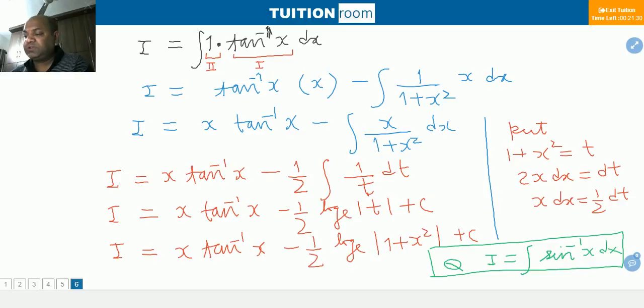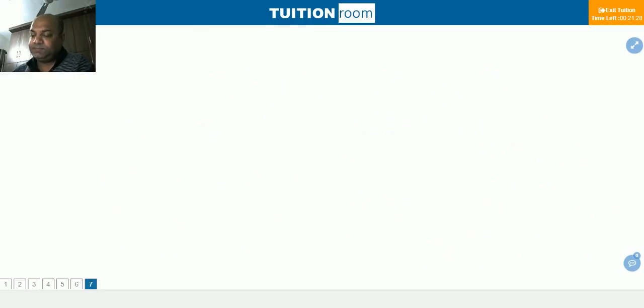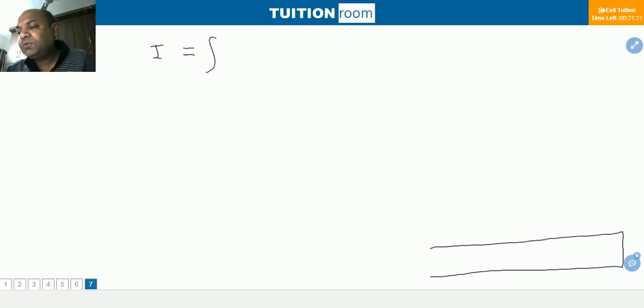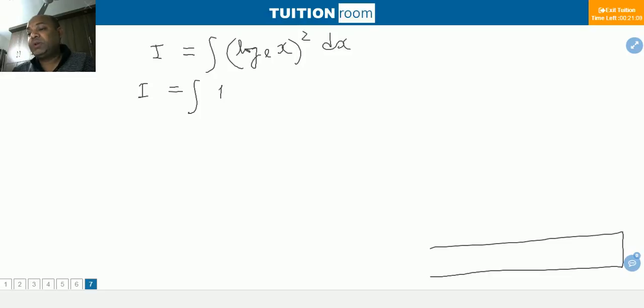First function, integral of second, minus differential of first function, that is 2 log base e x into 1 by x, into integral of second dx. It gets cancelled, and we are required to apply the integral by parts one more time.